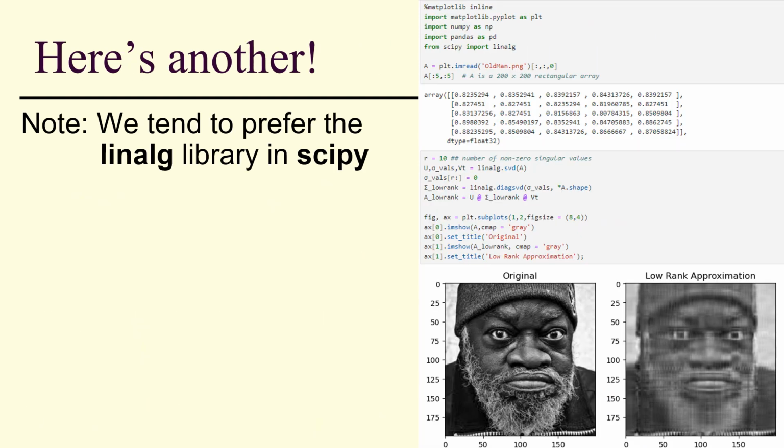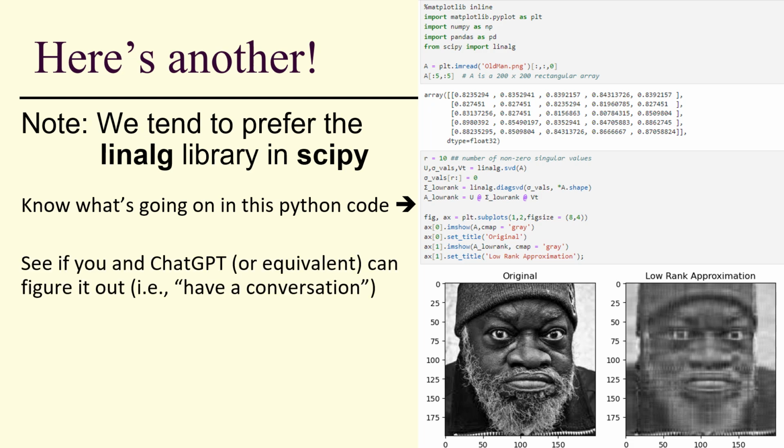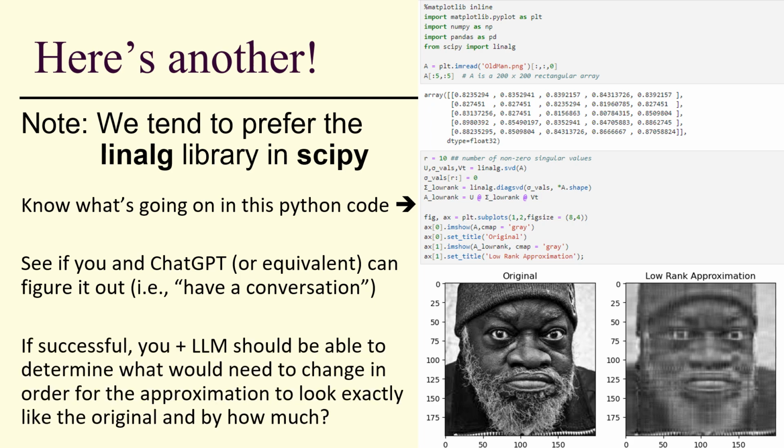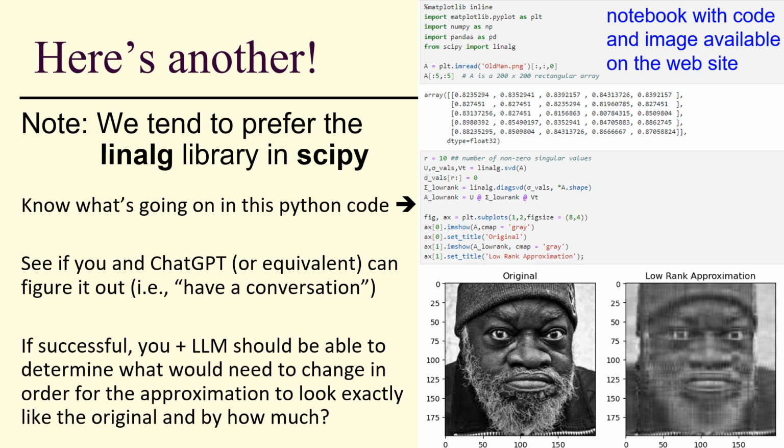Here's another. Do you know what's going on in this Python code? Well, see if you and ChatGPT or equivalent can figure it out. Have a conversation with it. If you're successful, you and your LLM should be able to determine what would need to change in order for the approximation to look exactly like the original, and by how much. The notebook with code and image is available on our website. And yes, you can simply give code to a large language model and say, explain this to me. Have a conversation about what it does and how you might want to modify it.